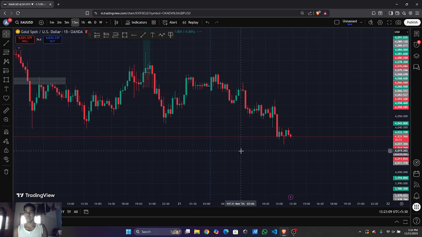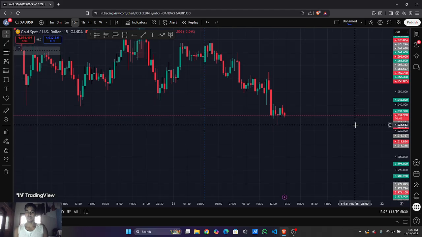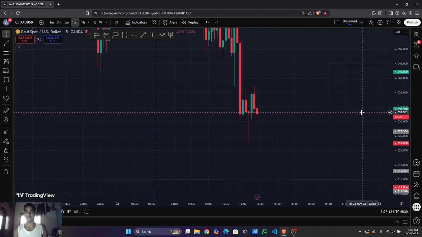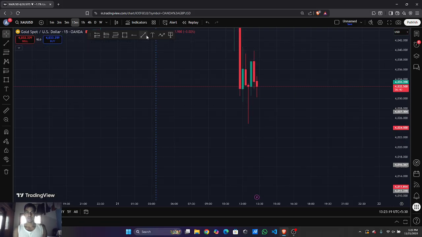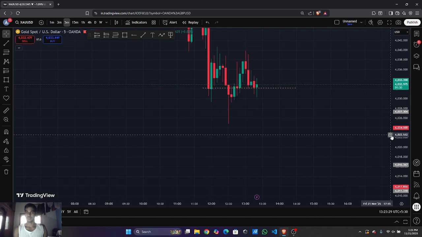But we need a pullback. Okay, this is good. 15 minute, there is a good range we can trade for the downside. So this is the level I'll mark. I need a breakdown of this level. Good.